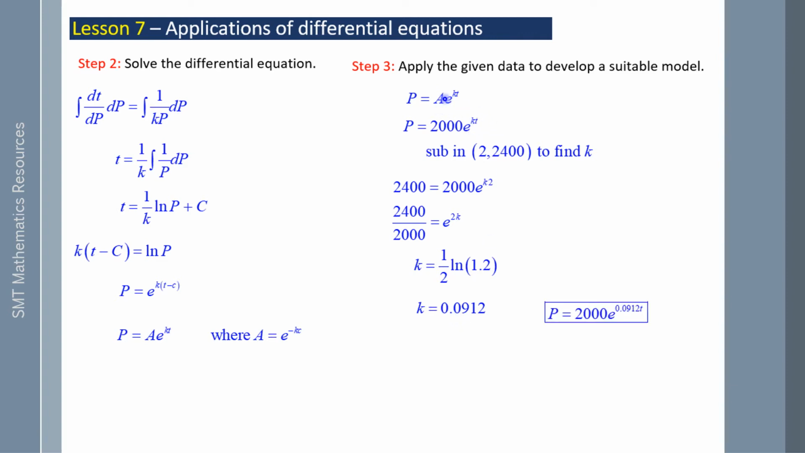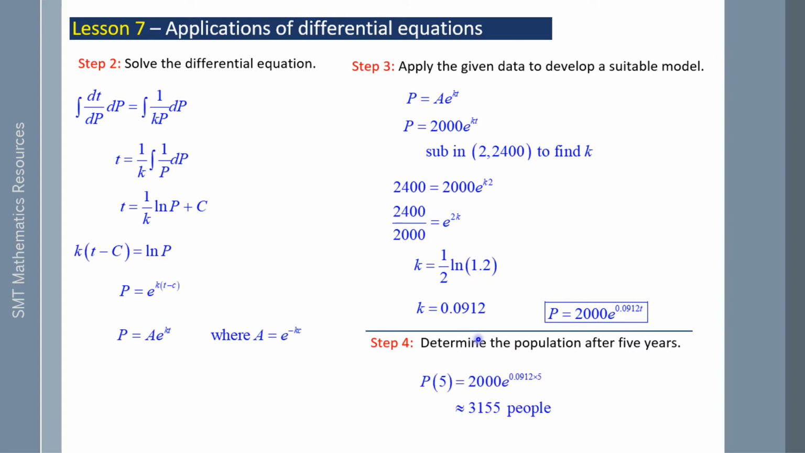We now have our model, which is 2,000 e to the 0.0912t. Hence, I can actually find out the population after 5 years, which is to sub in 5 for our t, evaluate that with a calculator, and approximately 3,155 people. That's an example of using differential equations to model and solve problems in real life.